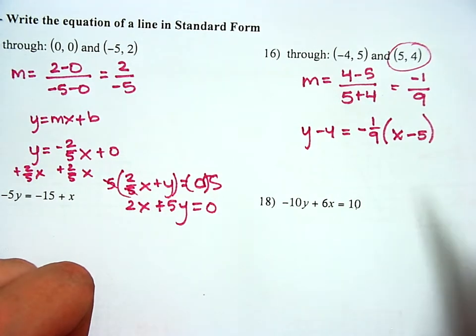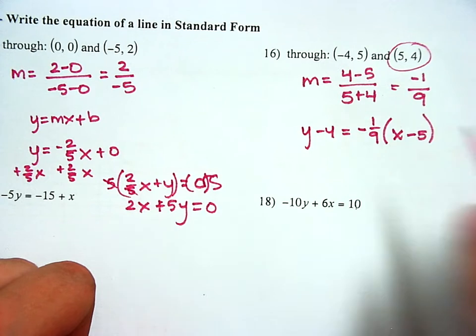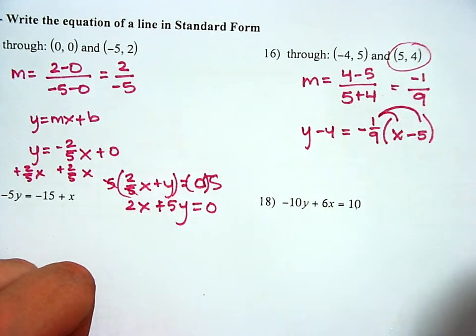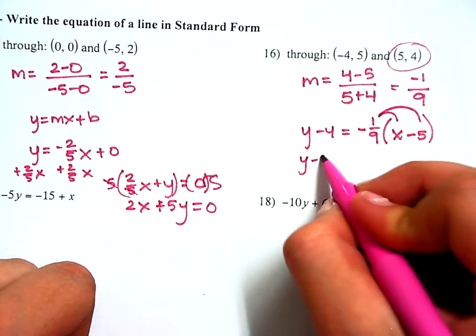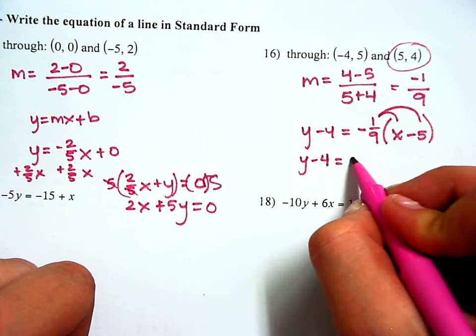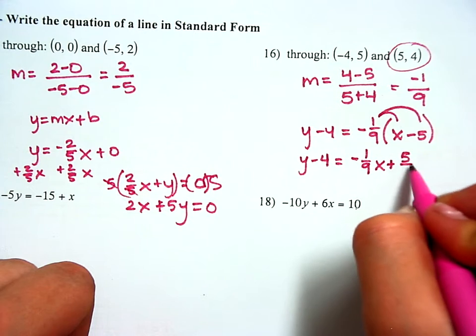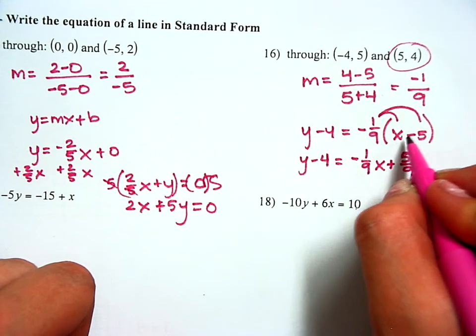All right, I don't want these parentheses because remember I'm writing in standard form. So let's instead distribute this so that I can get it into standard form. So I've got y minus 4 equals negative 1/9 x plus 5/9 because I multiplied a negative and a negative.